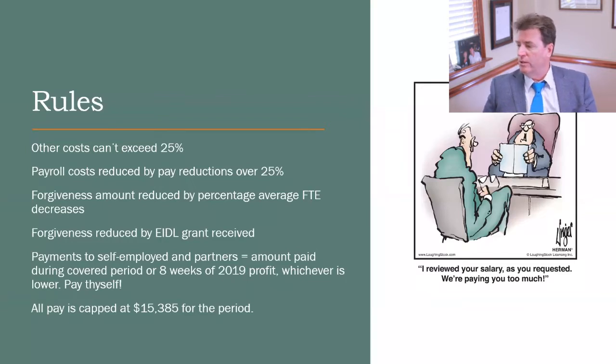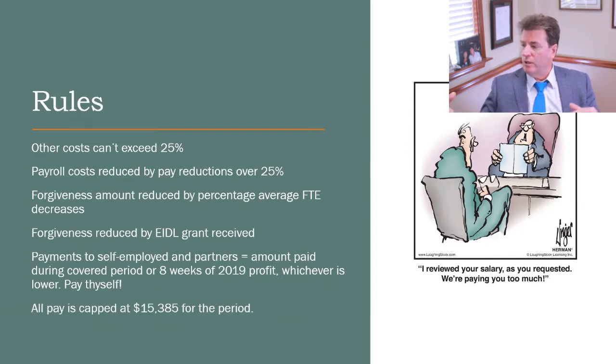Now, here are some rules. Some of these are reminders. The other costs cannot exceed 25% of the forgiveness. That doesn't mean if your payroll costs aren't 75% that it's all off. It's just prorated. We'll show this; the example will make this clear. We'll walk through each bit of this, so I'm just going to hit these quickly.